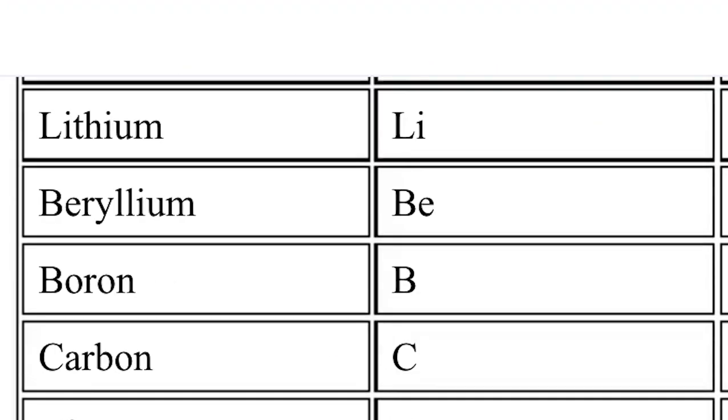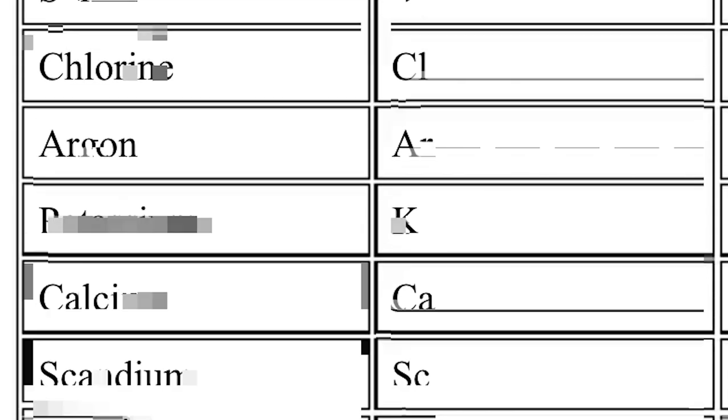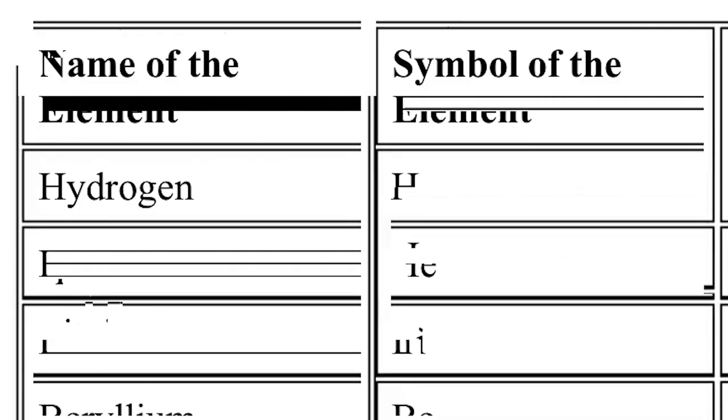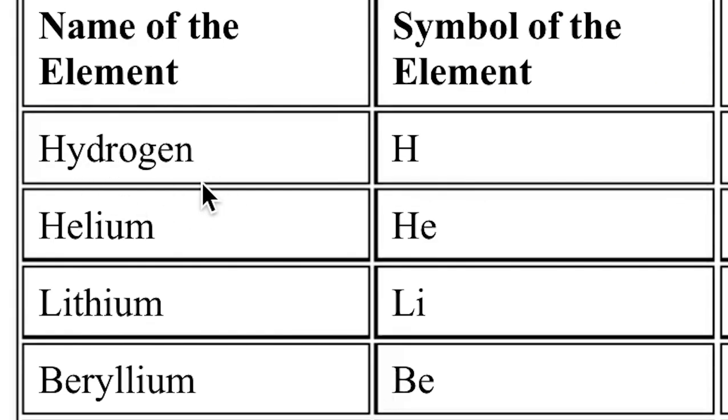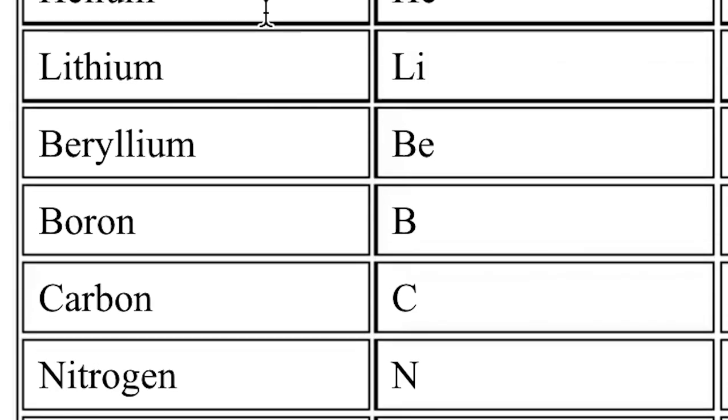So here we have a list of different elements along with their symbols. So first we have hydrogen. The symbol of this element is capital H. Helium, the symbol of this element is He. Lithium, the symbol is Li. Beryllium, Be. Boron, B. Carbon, C, nitrogen, N.